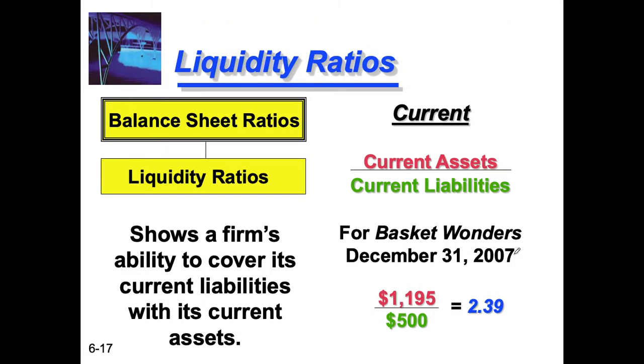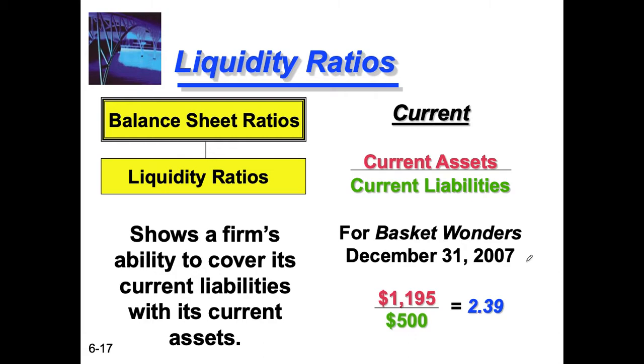Now we move to liquidity ratio. The liquidity ratio shows a firm's ability to cover its current liabilities with its current assets. So the formula is current assets per current liabilities.